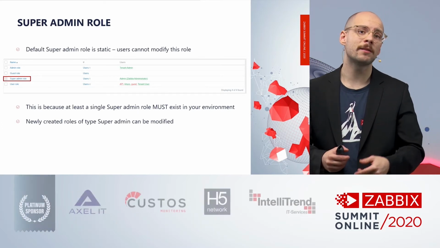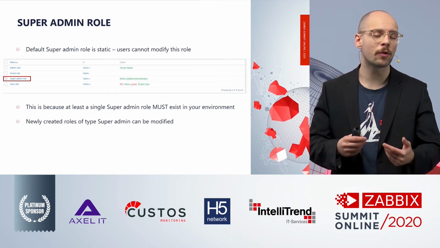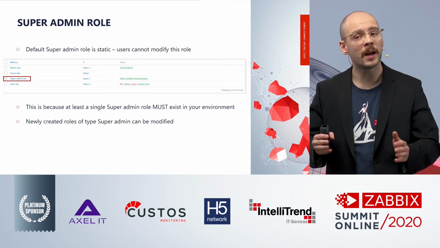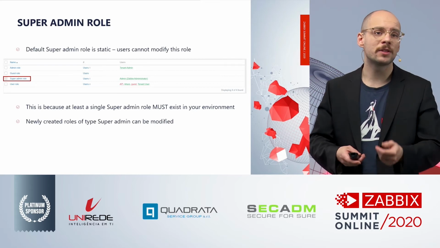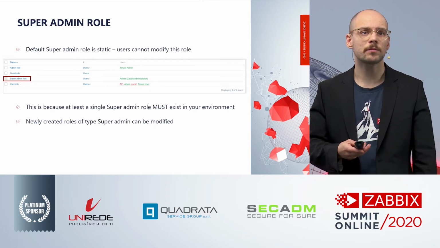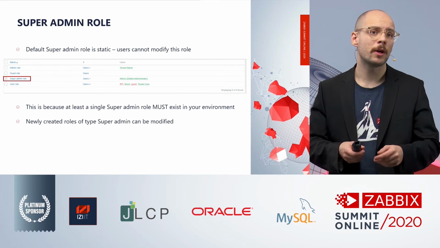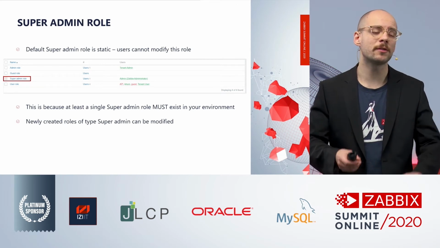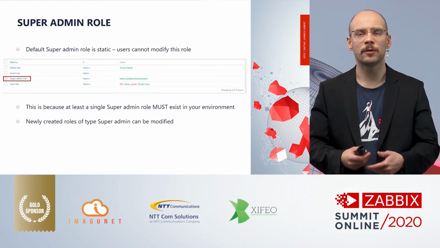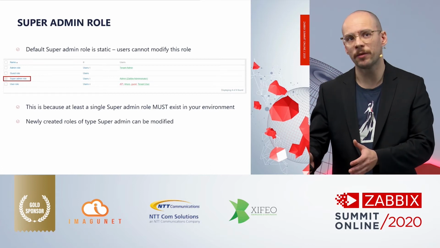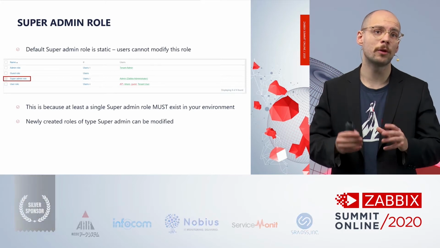Why? Because think about it. We have a Zabbix environment. We want to have at least a single user with this super admin role that has access to everything. We must have a super admin, similar to how we must have a root user in our Linux OS. So this is pretty much the same use case. Other newly created role types, either of super admin, admin, or user, can be modified, no problem. So we can create another super admin role and change the permissions for it. Let's say we can have a super admin that doesn't have access to general administration, but has access to everything else. That's no problem. We just cannot modify this one default role of type super admin.